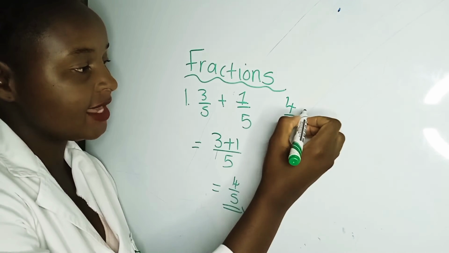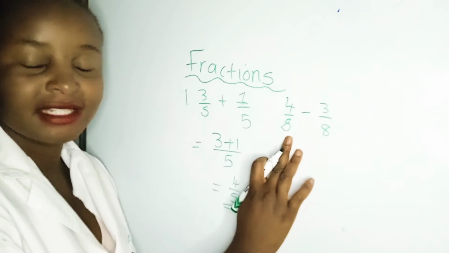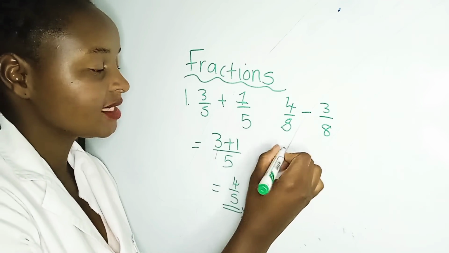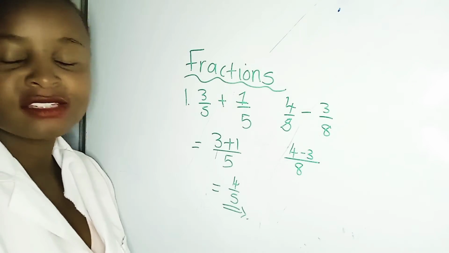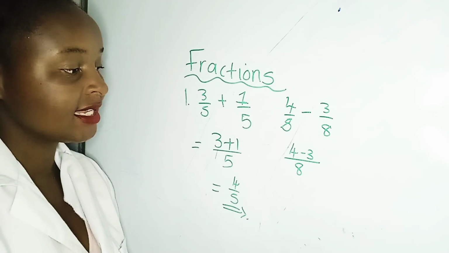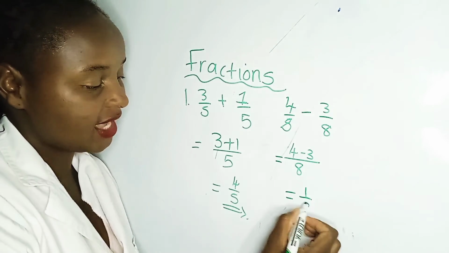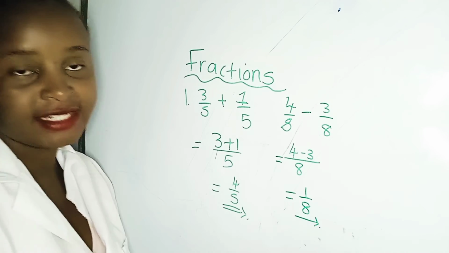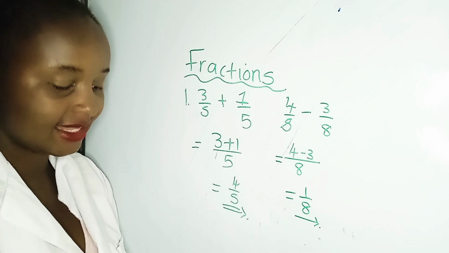Let's say 4 over 8 minus 3 over 8. As long as the denominators are the same, we are simply going to say 4 minus 3 over 8. The denominator will maintain it as it is. 4 minus 3 is a 1. So our final solution for this one becomes 1 over 8, right? This is what we do when the denominators are the same.